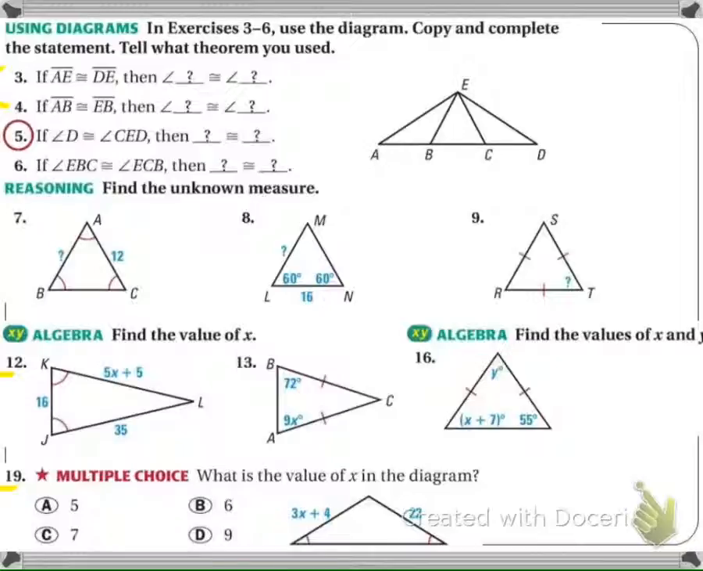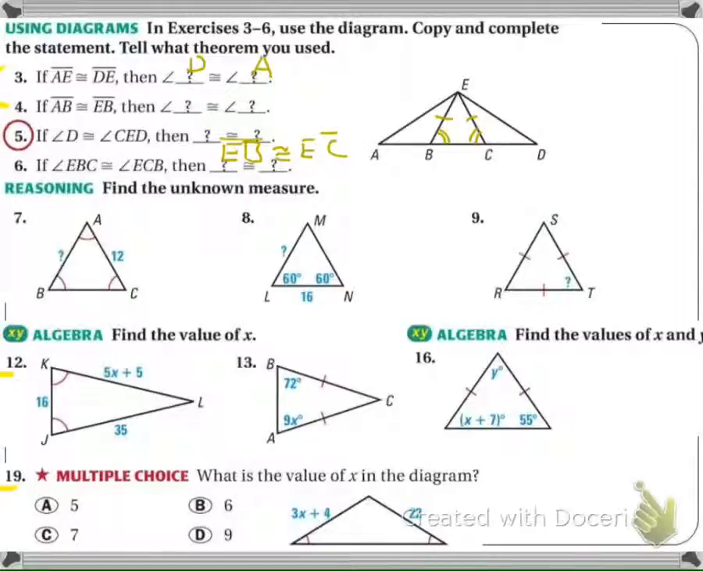Now let's look at a few of the homework problems. If I had AE congruent to DE, as we do in number 3, and I want to see which angles are congruent, I'm going to look at the opposite angles to those sides. And since I'm looking at the whole triangle, that would be angle D and angle A. Let's jump down and look at number 6. For number 6, we have EBC, which is this angle, and ECB. If those are the same, we're going to say the opposite sides are the same. So that would be EB is congruent to EC.